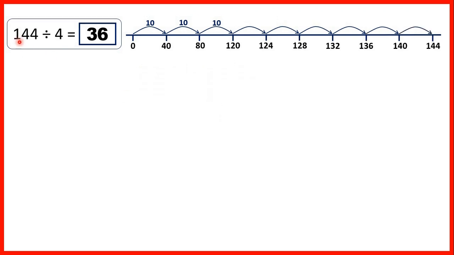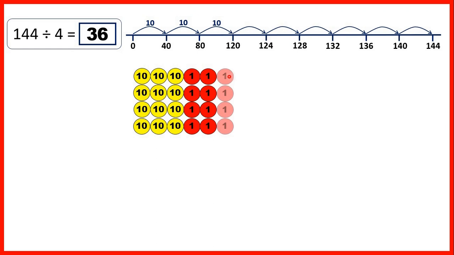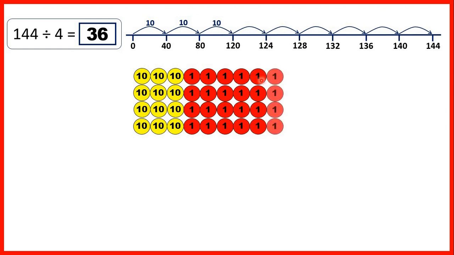Then we had 144 divided by 4. We made 3 jumps of 10 times 4, so we can show 3 tens in each row. And remember, we've got 4 rows because we're dividing by 4. Then we made 6 jumps, so we can show 6 ones in each row, so that there are 36 in each row. And if we regrouped these counters, there would be 144 altogether.